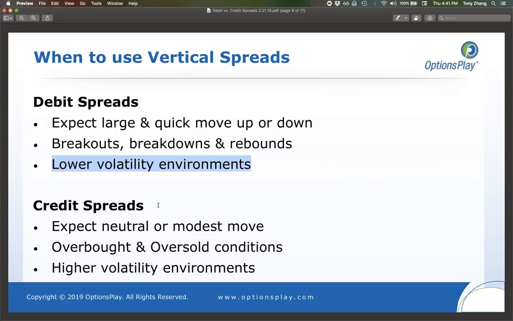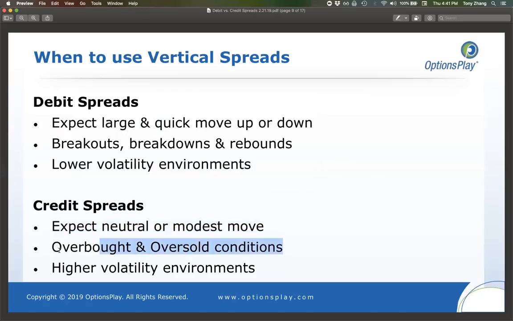On credit spreads, it's the exact opposite. You only want to utilize credit spreads when you expect a neutral or modest move. And I think once I show you some examples of stocks with some different outlooks and put the two side by side, it's going to become really obvious as to why you should trade debit spreads when you expect a quick and large move, and why you should trade credit spreads when you have more of a neutral or modest move.